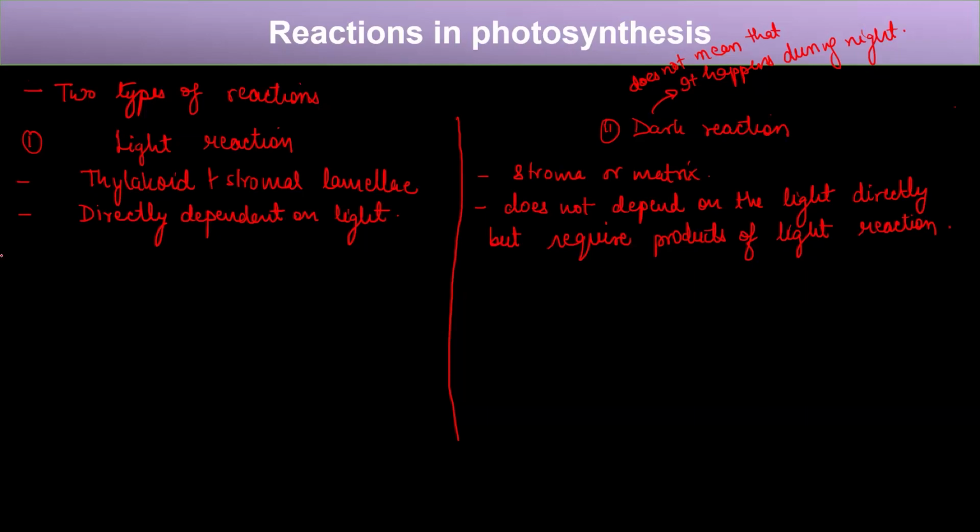Okay, now what is formed during the light reaction? What are the products that are formed during the light reaction? So during light reaction, ATP and NADPH are formed. Okay, and these ATP and NADPH are known as assimilatory power.